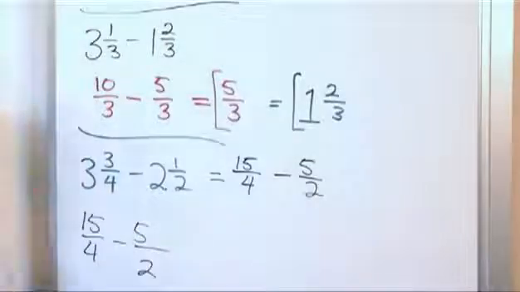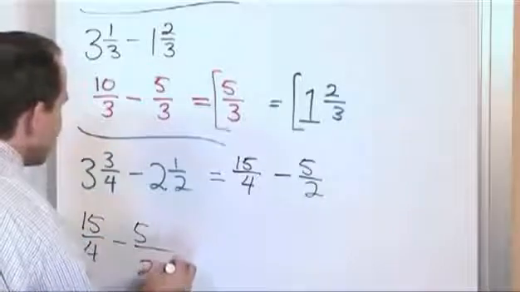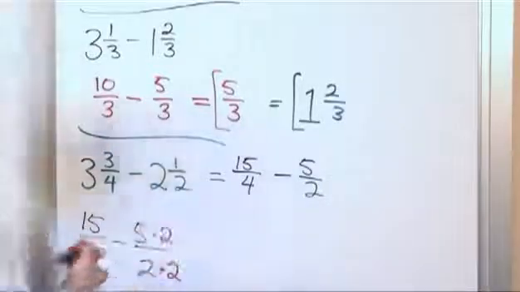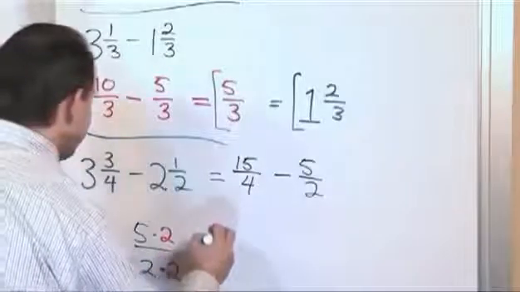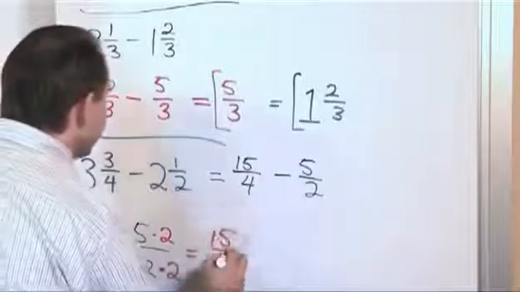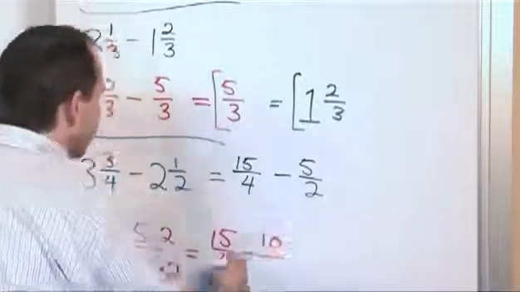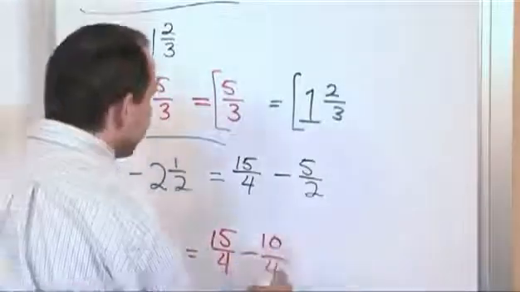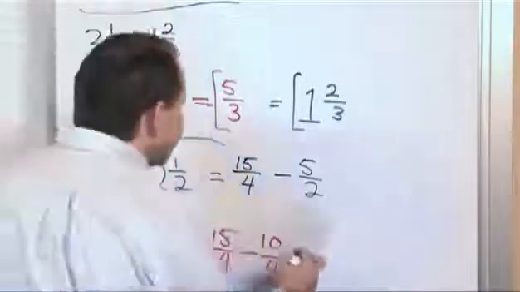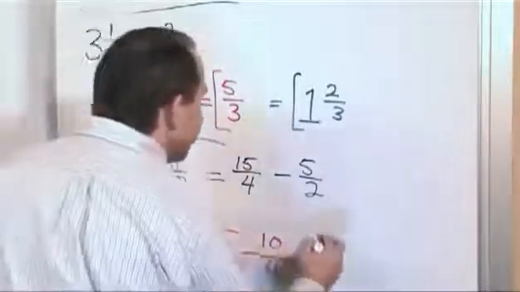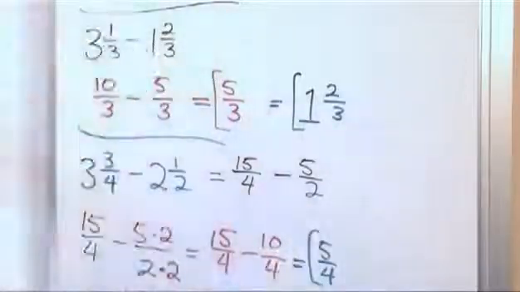How can we make the denominators the same? Well, here I have 4 and 2. If I just multiply this denominator by 2, and of course do the top to make it legal, I'll get 4 on the bottom, which is going to be the same as my other guy. So 15/4 minus 5 times 2 is 10 over 4. Now I've got a common denominator. So I do the subtraction. 15 minus 10 is 5/4. And that's the answer. 5/4 is the answer.